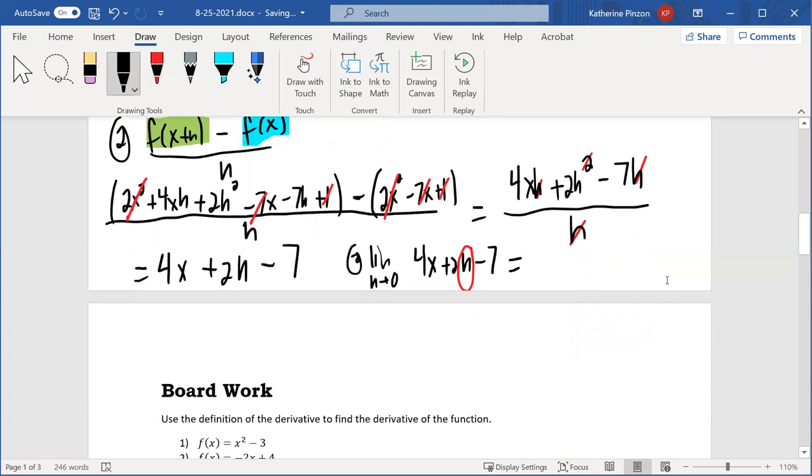Because remember, at the end, your answer is supposed to be a function of x. So there might be x's left in your answer at the end. So if you plug 0 in there for h, you're going to get 4x minus 7.